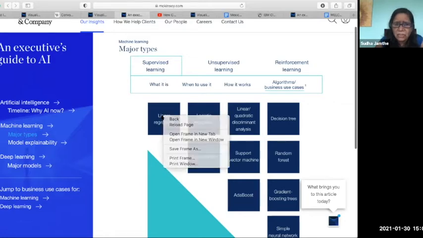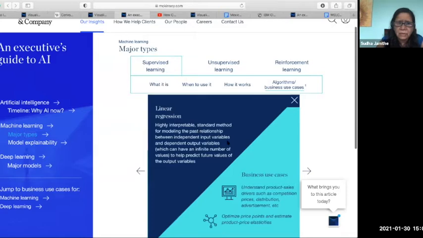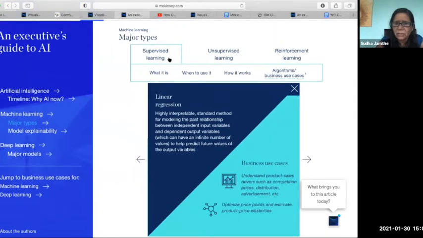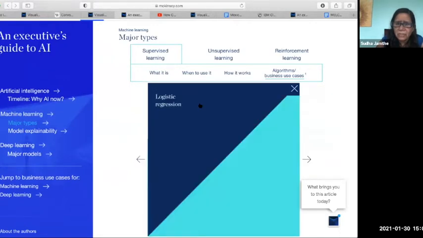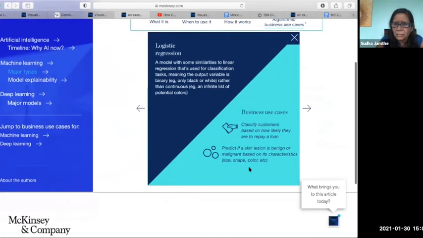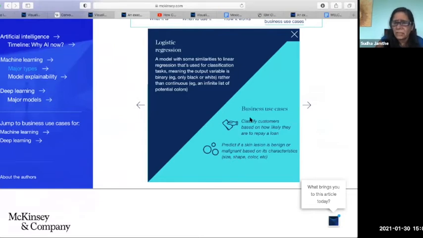So linear regression, and then understand product sales such as distribution, optimize price points, this kind of thing. See, it's still not telling you the specifics like I was giving, right? How you have to frame your data to ask that question. Logistic regression is on a pattern, right? So that's the thing, right? Logistic regression is where whether it is black or white, rather than continuous. So logistic regression is going to be on a point basis, and then the other one is going to be on a continuous basis.